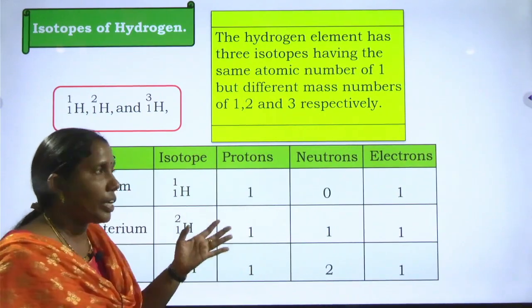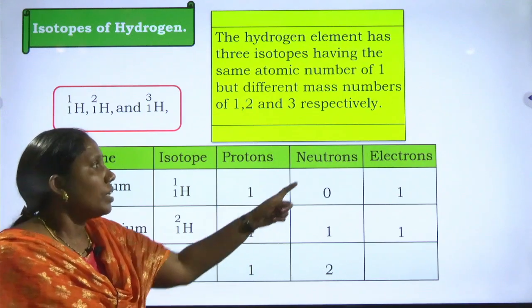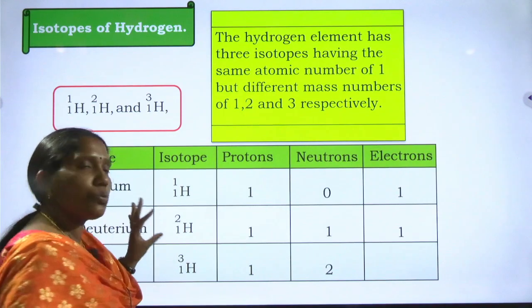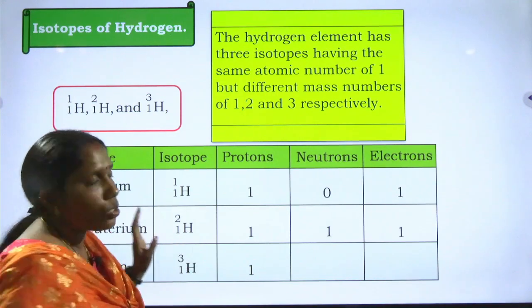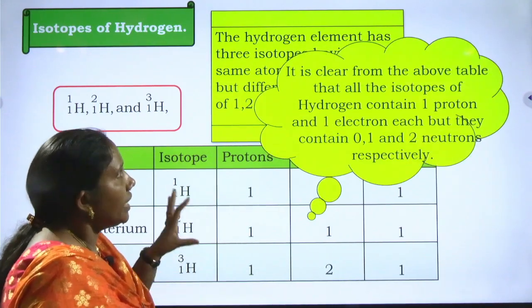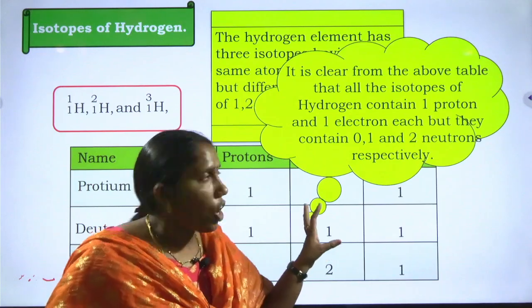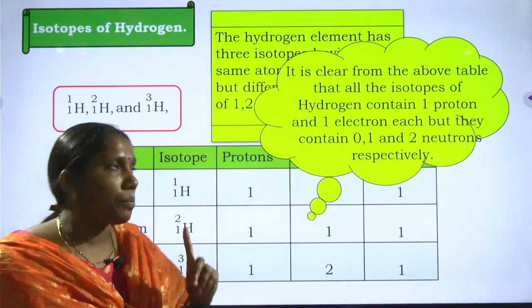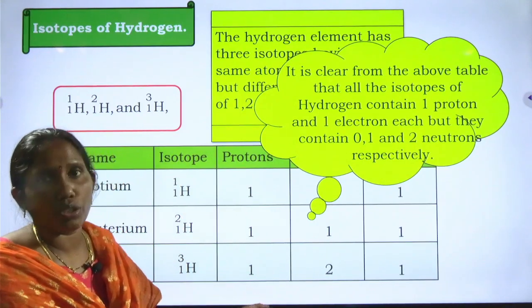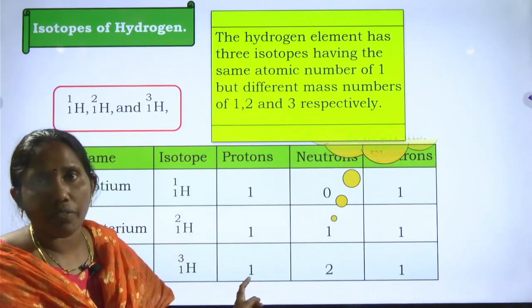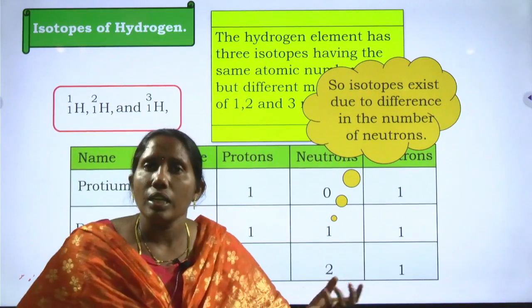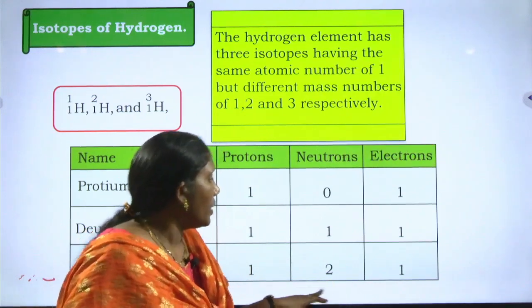So the same number of protons and electrons means the atomic number is the same. The number of neutrons differing means the mass number is different. So these H11, H12, H13 are said to be isotopes of each other. Okay. Next, it is clear from the above table that all the isotopes of hydrogen contain 1 proton and 1 electron each, but they contain 0, 1 and 2 neutrons respectively, means they differ in their neutrons. So isotopes exist due to the difference in the number of neutrons. Okay, is it clear?